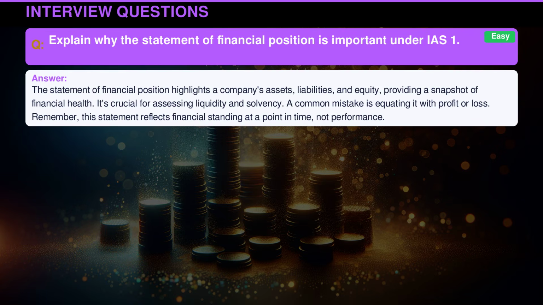The statement of financial position highlights a company's assets, liabilities, and equity, providing a snapshot of financial health. It's crucial for assessing liquidity and solvency. A common mistake is equating it with profit or loss. Remember, this statement reflects financial standing at a point in time, not performance.